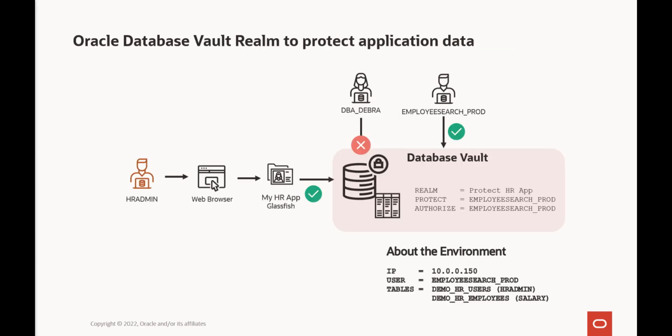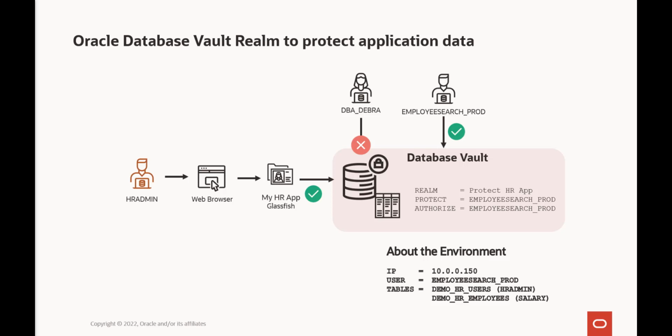For the first lab, you will learn how to use Database Vault to create a realm to protect the employee search prod schema and all objects within. The application you'll be using is a 3-tier application where the HR admin logs into the application using a web browser, which then logs into the database using the employee search prod credentials. You will allow the schema owner, employee search prod, to access the sensitive data, but ensure that our privileged user, DBA Deborah, cannot.